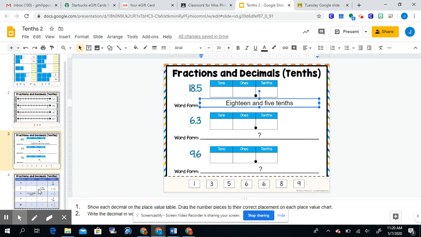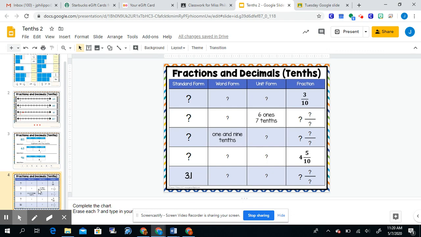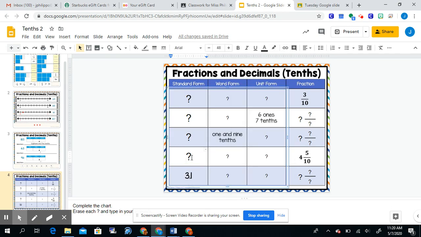Last little column here. It wants you to have each one of them broken into standard form, which is the decimal, word form, unit form, and a fraction. So I'm going to do the one right down here, the 4 and 5/10. If I was going to write the decimal for that, that's 4, and I got 5 in the tenths column, right? Because the next place value over is called the tenths. So I have 5 in the tenths spot. Word form is what we just said out loud: 4 and 5/10.